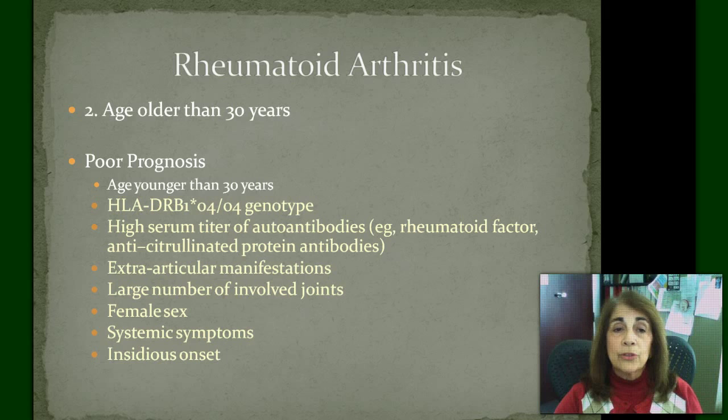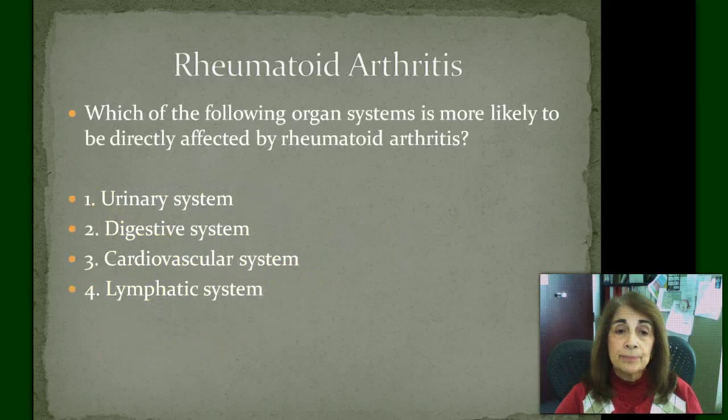There is a poor prognosis if the disease occurs in those younger than 30 years of age. Certain genotypes, certain autoantibodies that are present, and manifestations other than in the small joints of the hands and feet also matter. If there's a large number of joints involved, that will portend a poor prognosis. Female sex, systemic symptoms, insidious onset. So there's a lot to watch for and consider when doing a risk factor profile.